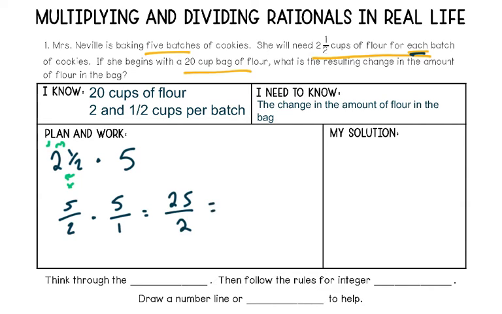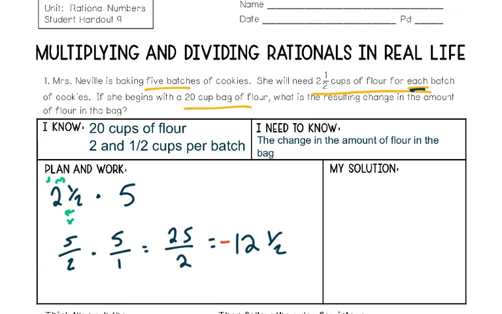That's the same thing as 12 and 1/2. Since that's what we lost from the bag, that represents a negative. That's what we took out. So our final answer could be negative 12.5. You could also write that as negative 12 and 1/2.